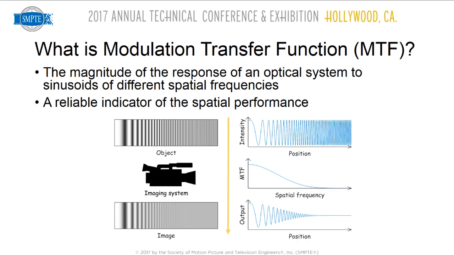The MTF, the modulation transfer function, describes the magnitude of the response of an optical system to sine waves of different spatial frequencies. This figure shows a typical MTF curve. The MTF decreases as the spatial frequency increases in general. And MTF is a reliable indicator of the spatial performance.